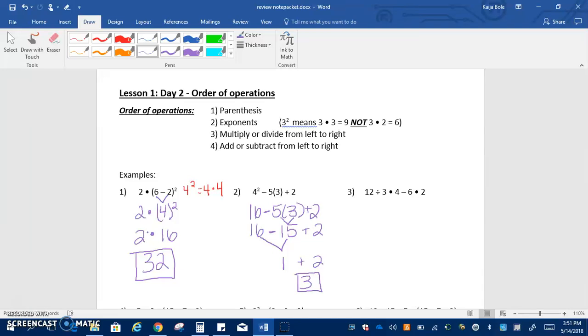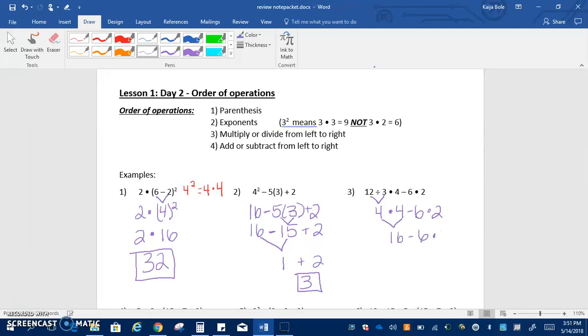Number 3 here, we've got dividing, multiplying, and subtracting. So multiplying and dividing comes first, and with that I'm going to work left to right. So 12 divided by 3 gives us 4. Bring down everything else, times 4 minus 6 times 2. So now I have 4 times 4, which is 16.